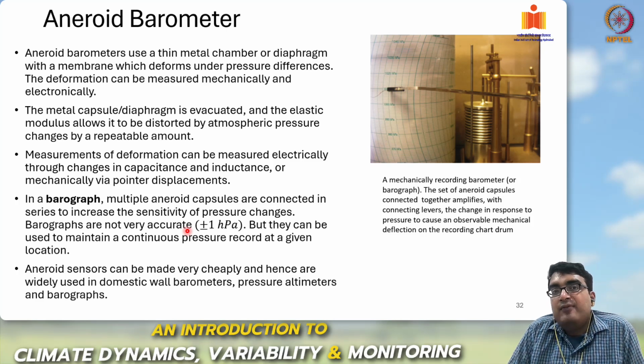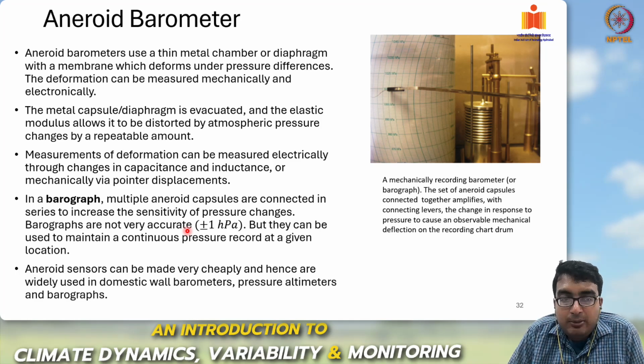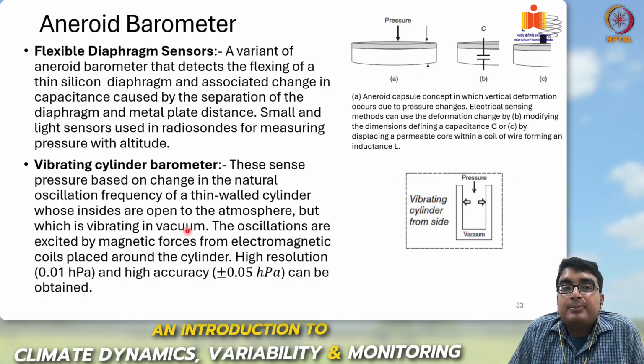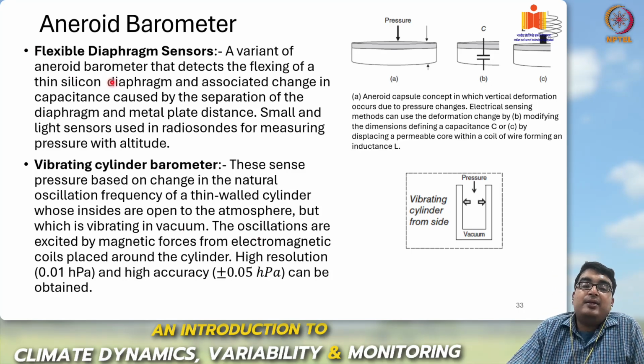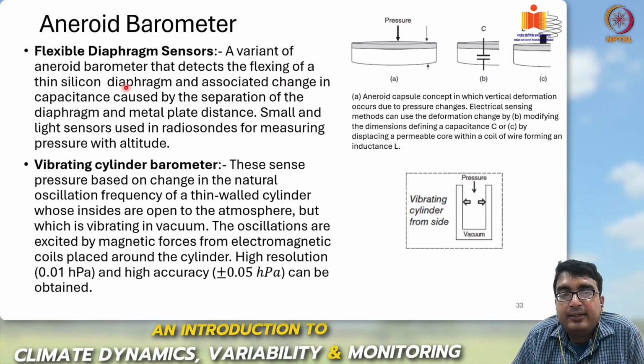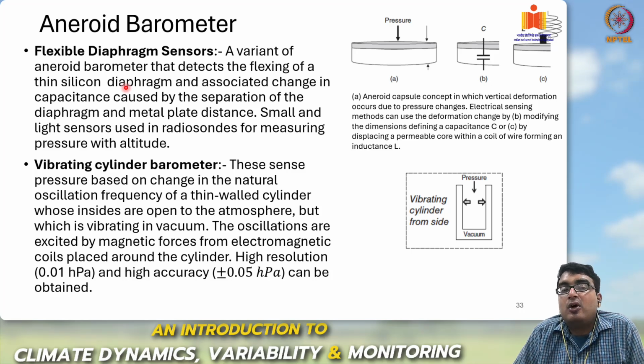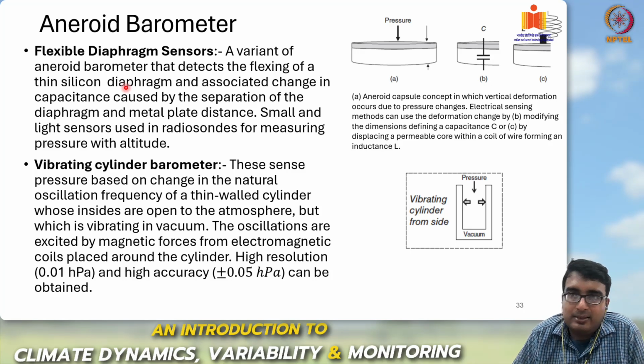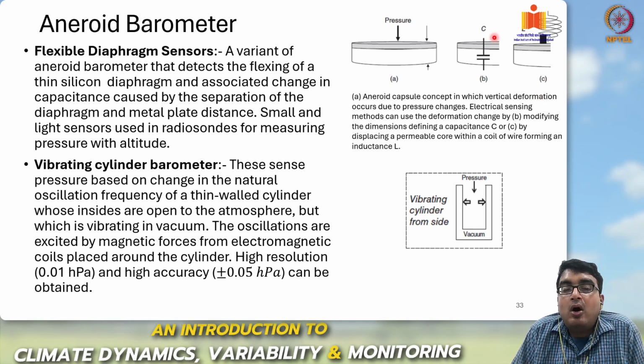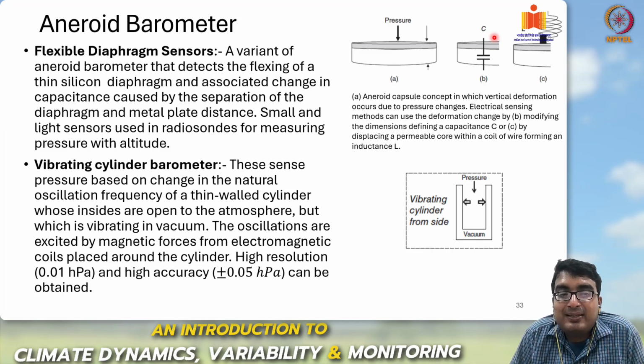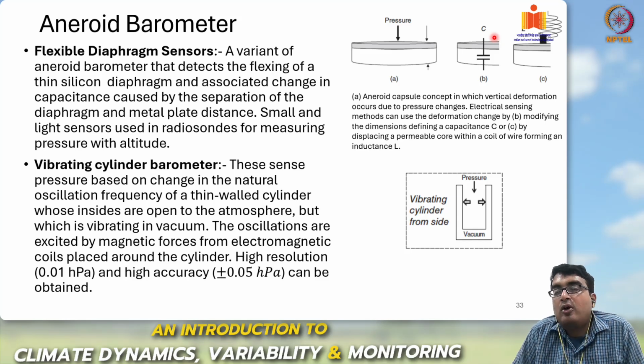Aneroid sensors can be made very cheaply and hence are widely used in domestic wall barometers, in pressure altimeters and barographs. Some other types of aneroid barometer include the flexible diaphragm sensor, which is a variant of the aneroid barometer. It detects the flexing of a thin silicon diaphragm. There is a thin silicon diaphragm inside, and an associated change in capacitance caused by the change in distance between the diaphragm and the metal plate. This is basically this system here. Small and light sensors used in radiosondes, which are used for upper air measurements, have flexible diaphragm sensors for measuring pressure with altitude, because these are small, light and cheap.